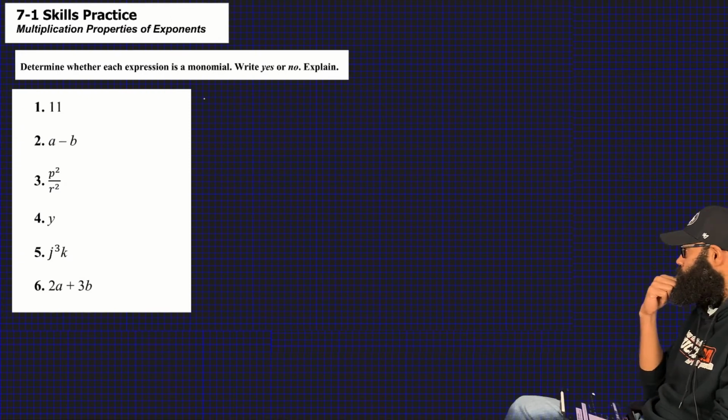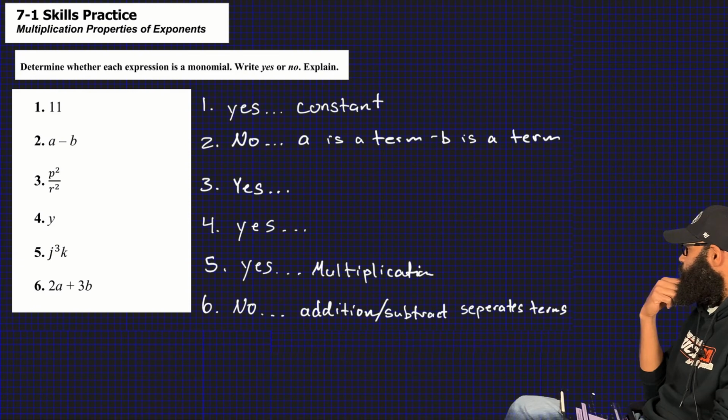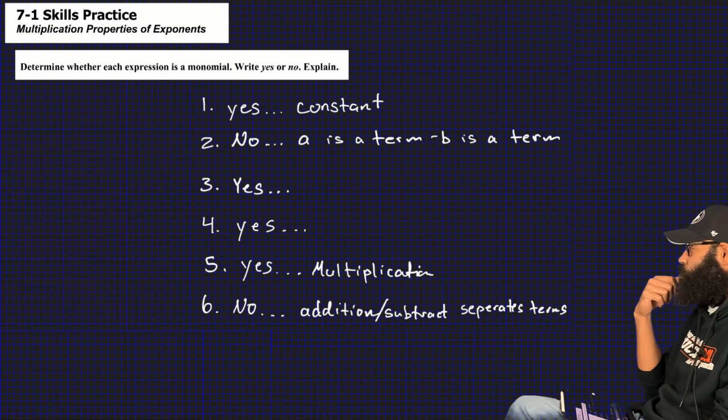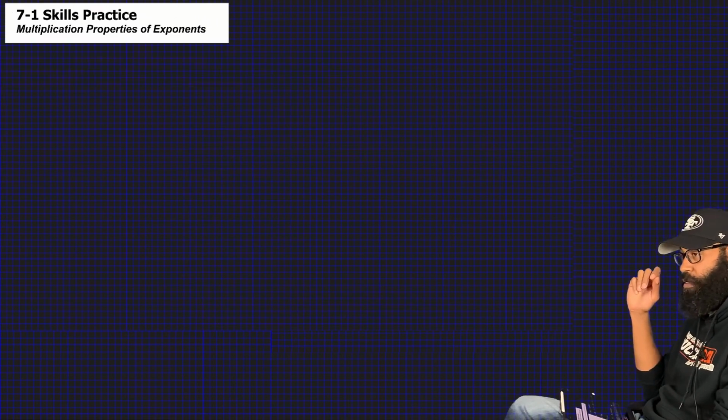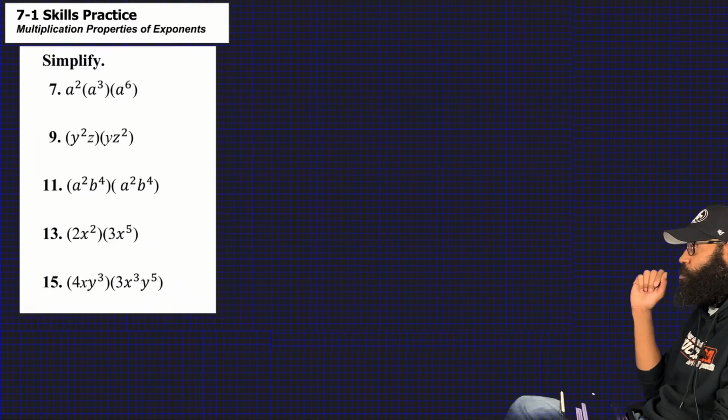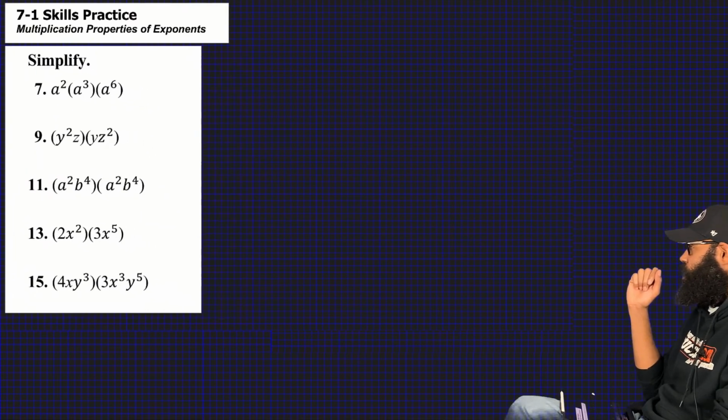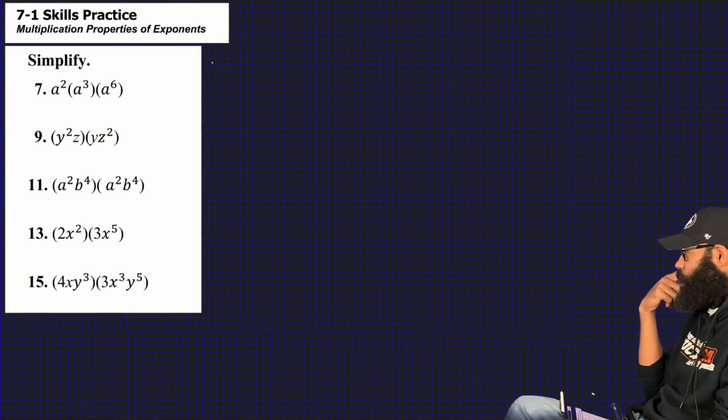I can go into more detail. The detail for number 5 is you're just multiplying. Multiplication does not separate terms. That's why you can have 2x, x times y, right? I guess that's enough explaining. Let's get some real work in here.